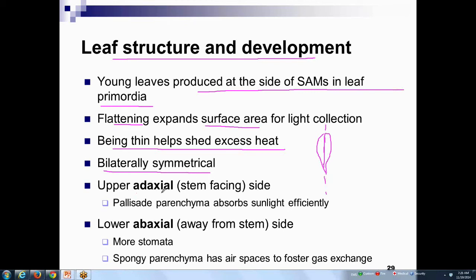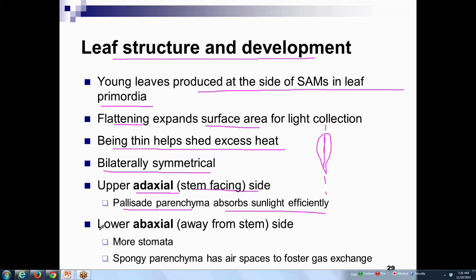The upper surface is called the adaxial surface, or the stem-facing side. We find on that side lots of palisade parenchyma with thickly packed cells which absorb sunlight efficiently. So on the upper adaxial or stem-facing side, you'll find lots of parenchyma cells packed very tightly with huge numbers of chloroplasts to absorb the sunlight there. And why would we want to really pack the chloroplasts there? Because that's the sunny side typically, right?